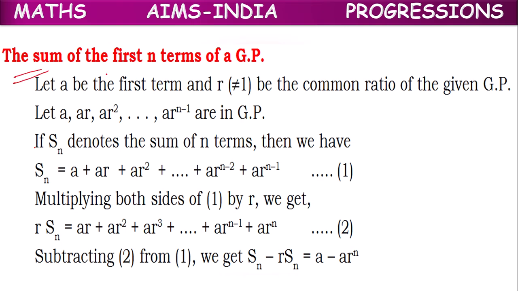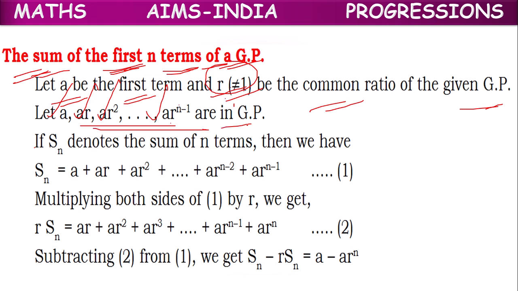Next, the sum of first n terms of a GP. If A is the first term and R is the common ratio, such that R is not equal to 1, of a GP, then A, AR, AR square, up to AR to the power of n minus 1 is a GP. If the first term is A, second term will be AR, third term will be AR square. But here the condition is R should not be equal to 1.